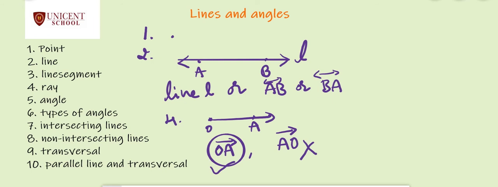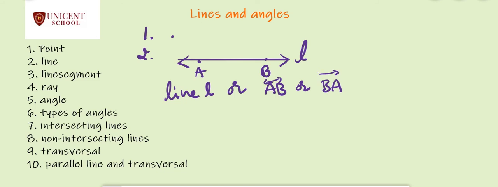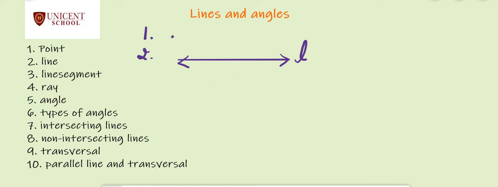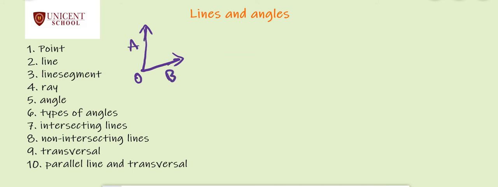Now let us know what is an angle. An angle is a union of two non-collinear rays with a common initial point. So it can be represented as, where O is a common initial point, name it as A and this is B. And we represent it as angle AOB.